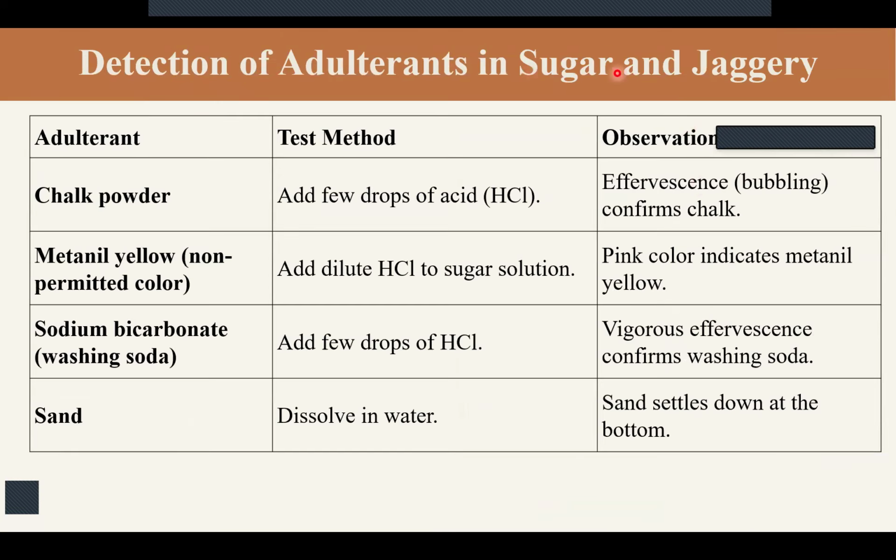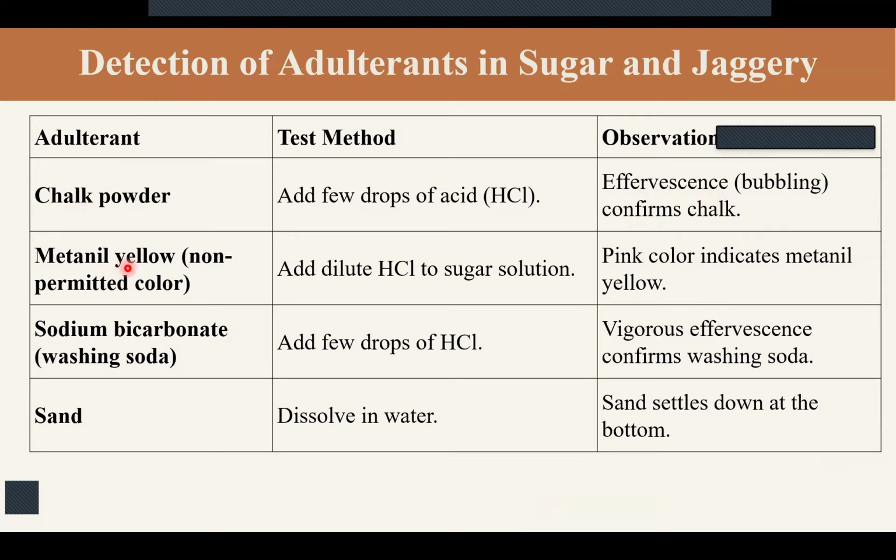Moving to the adulterants in sugar and jaggery, we have chalk powder, metanil yellow, sodium bicarbonate, and sand. Chalk powder can always be identified when we add acids. Chalk powder is a calcium compound. So when we add an acid, it will release carbon dioxide, and the effervescence will confirm that there is chalk powder present in the sugar and jaggery.